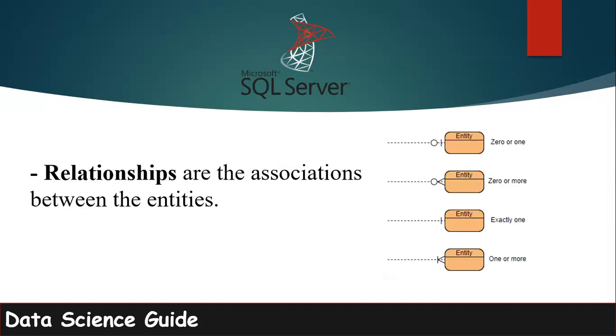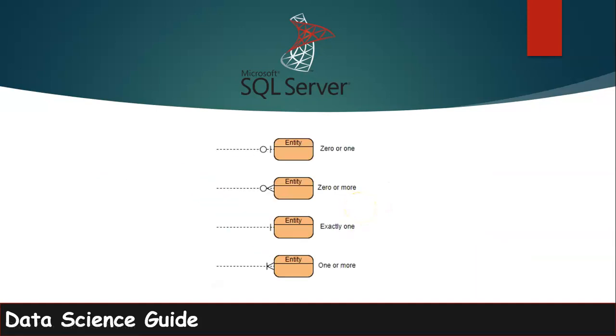And the third part of ERDs is relationships. Relationships are the associations between entities. And relationships can be depicted as lines that connect or link two entities. And these relationships are different. So we have different types of relationships between entities. The relationship could be 0 to 1, 0 or more, exactly 1, 1 or more, and so on. It depends on the business scenario.